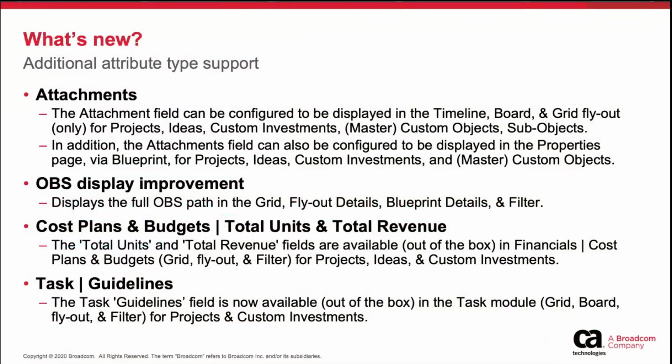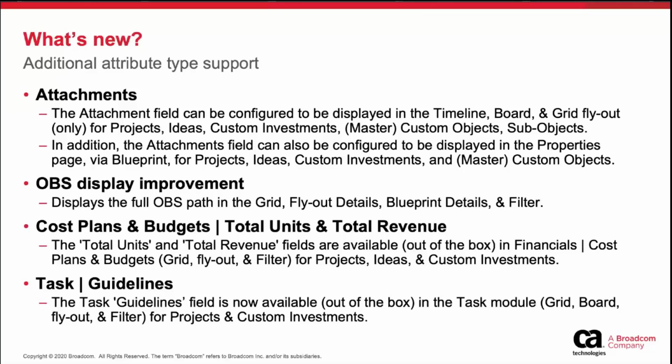There's really four things that we'll focus on in this section. The first being attachments. So the attachment field can now be configured to be displayed in the time layout, and I'm going to emphasize the word only for this release, for projects, ideas, custom investments, custom objects, and sub-objects. So in addition, the attachments field can also be configured for the same, for projects, ideas, and custom investments and custom objects via blueprint. So it shows up on the properties page. So we basically got the ability to put attachments in the properties page and a flyout for these particular objects.